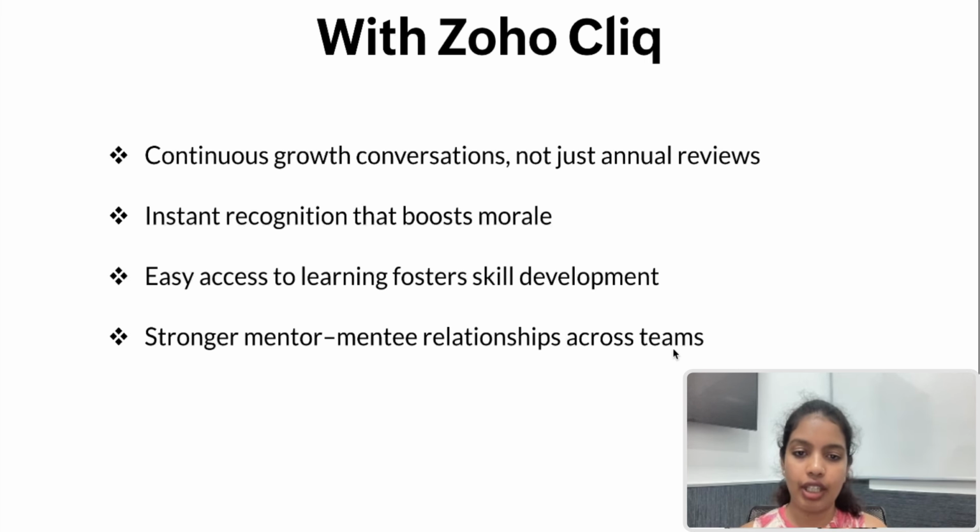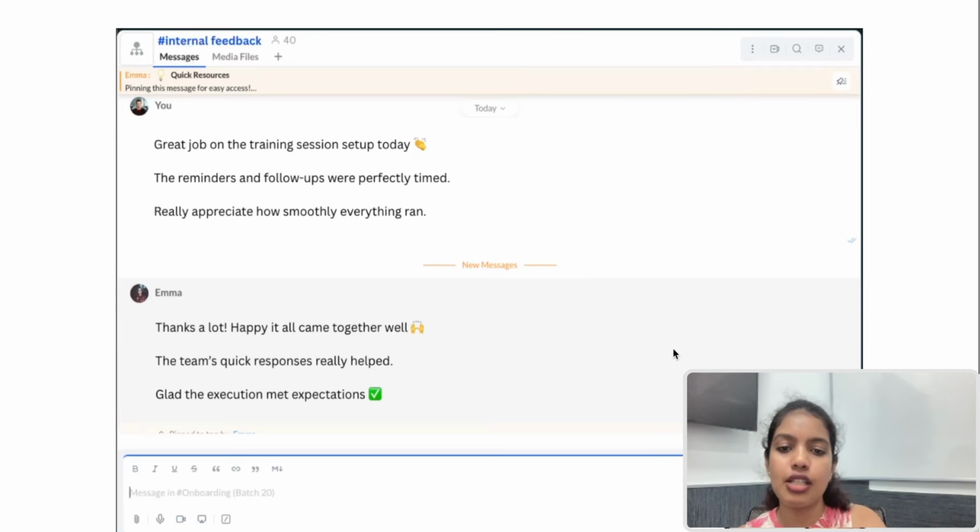Employees receive timely recognition that motivates them, while learning resources are always at their fingertips, encouraging ongoing skill development. The platform also strengthens mentor-mentee connections across teams, making collaboration and guidance more natural and impactful. So Cliq basically makes it easier for teams to recognize and celebrate each other's contribution in real time. Appreciations flow naturally across the organization, and it reinforces a culture of positivity without waiting for formal reviews.